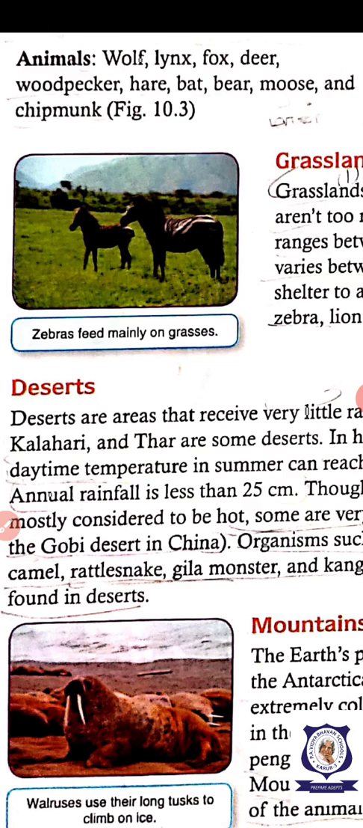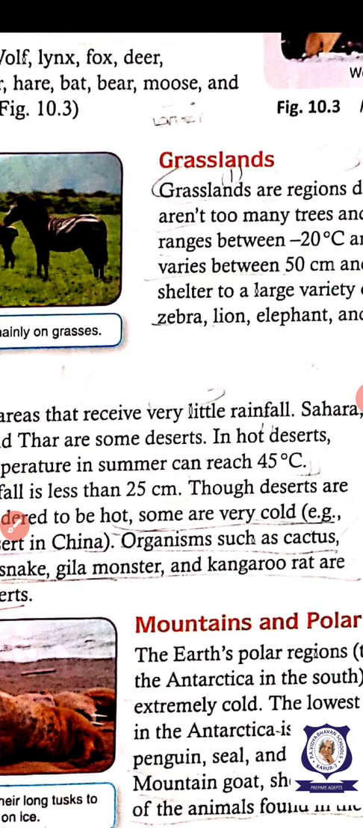What are the deserts you know? That is the Kalahari and Thar desert and all. They are in India. In India, Sahara, Kalahari, Thar deserts are found. What is the rainfall? 25 centimeters only there. Less than 25 centimeter only rainfall will be there. Okay. So, the temperature is 45 degrees centigrade.